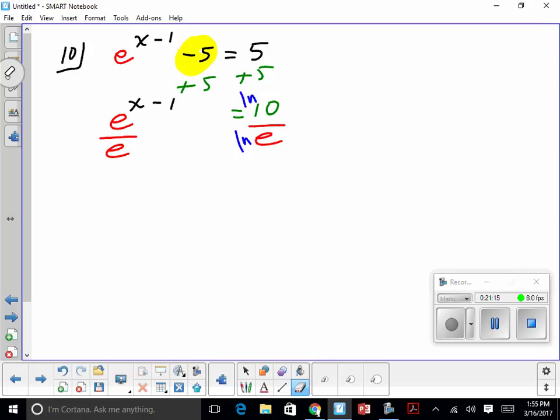Hopefully some of you are feeling, okay, natural log of 10 divided by natural log of e equals, say it again? Hopefully you're in that neighborhood. Any other answers just in case? It's a different one. Okay. And then from there, you just add your 1 to both sides.